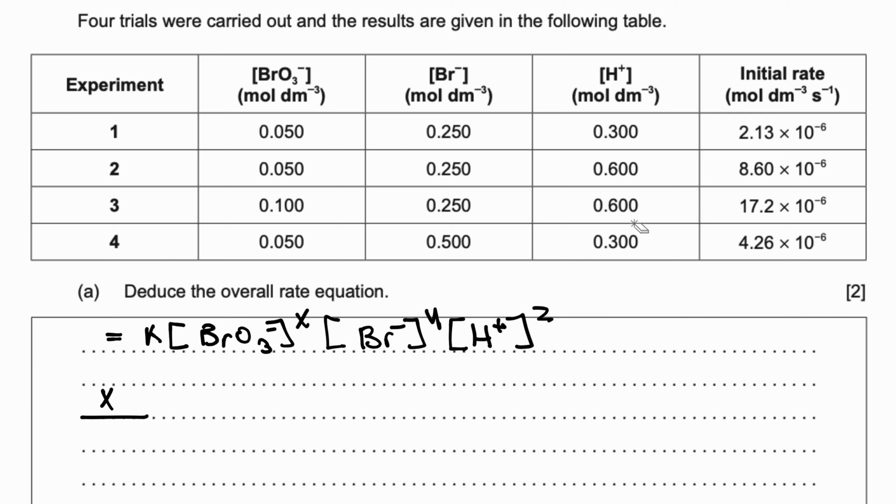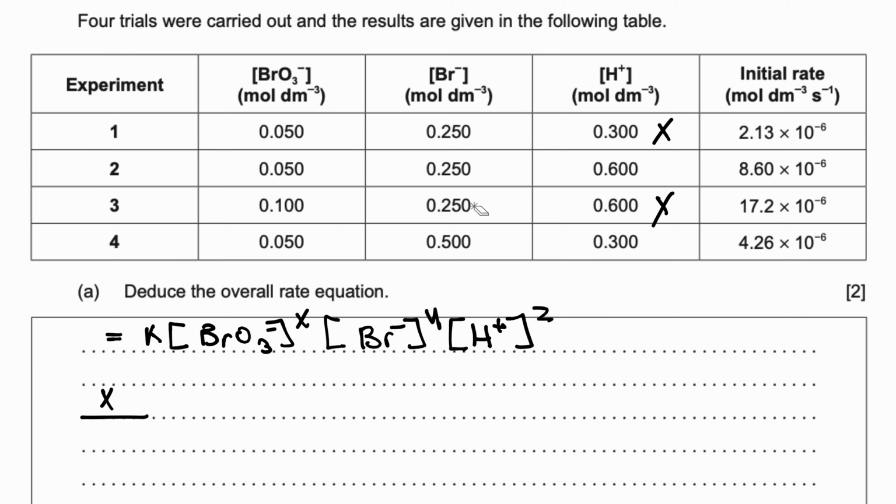So what about experiment 1 and experiment 3, these two? Well, I can clearly see that bromate is increasing by a factor of 2, and Br⁻ is kept constant, that's good. But H⁺ is not kept constant, right? This does not work because we need all the other reactants to have the same concentration. So experiment 1 and experiment 3 cannot work together as well.